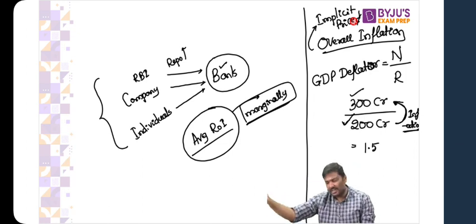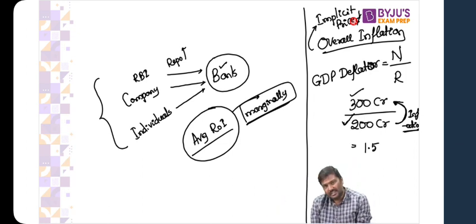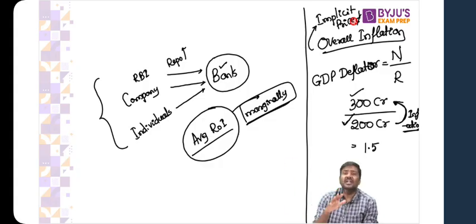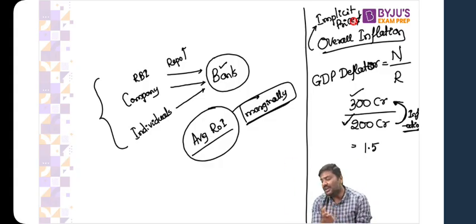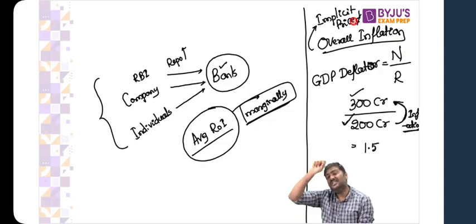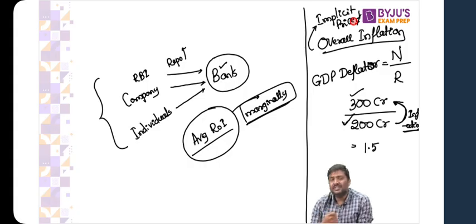Whereas cesses are also additional types of taxes which are imposed by the government in order to achieve a certain objective. Please tell me, do you remember GST compensation cess? What was the objective of GST compensation cess? The objective of GST compensation cess was to provide compensation.